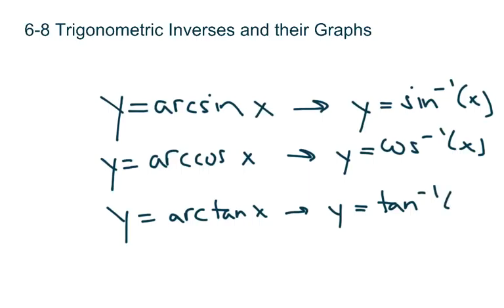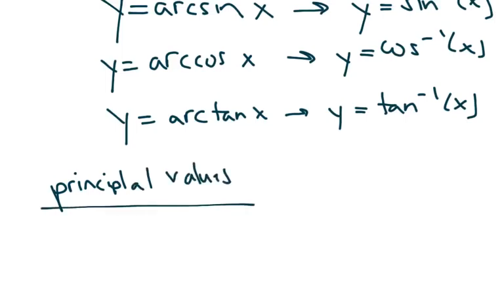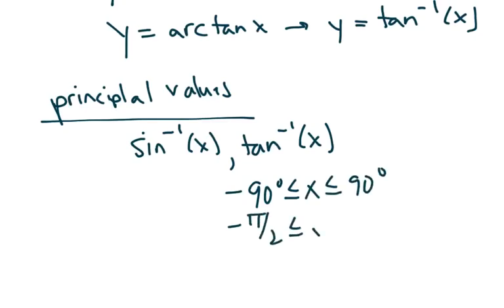Now what I want to talk about right now is when you do an inverse sine, cosine, or tangent in the graphing calculator, you get answers in a specific range. We're going to call those principal values. So the graphing calculator is only going to give you answers for inverse sine or inverse tangent between negative 90 degrees and 90 degrees, or negative pi over 2 and pi over 2.